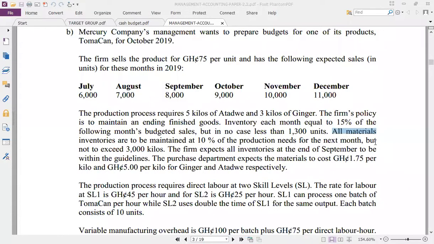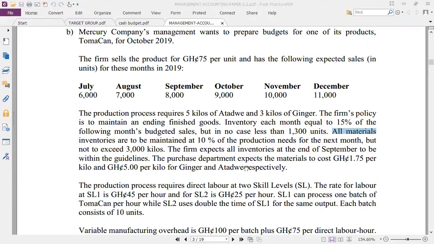Of the production of this month, but not exceed 3,000 kilos. Not exceed what? So if you calculate this and it is more than 3,000, what do you do? Pick 3,000 and absorb. The firm expects all inventory at the end of September to be within the guidelines, meaning they should follow the same rule.